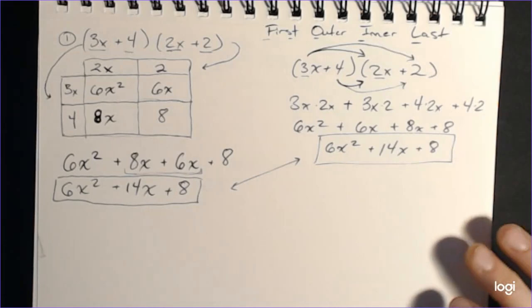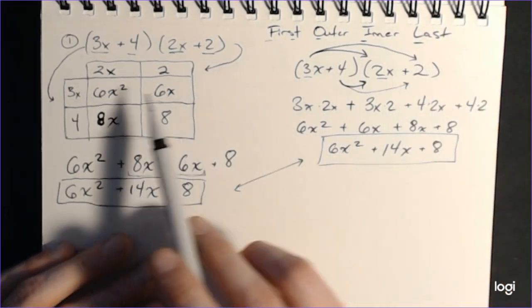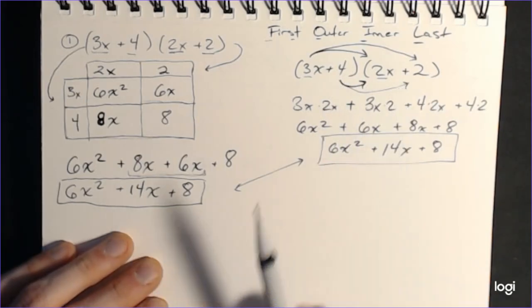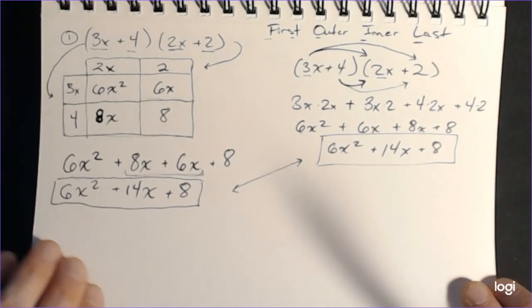Exciting. All right. So key part is that we distribute both terms, and then we combine like terms if there are any. All right, let's look at the next problem.